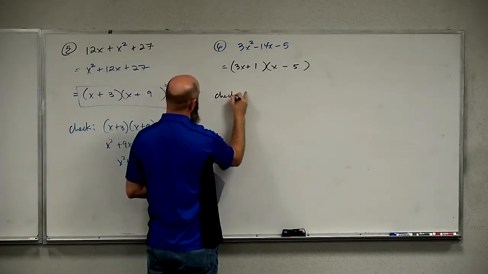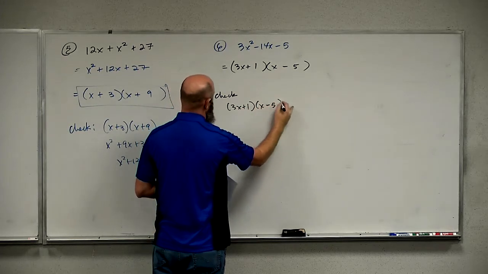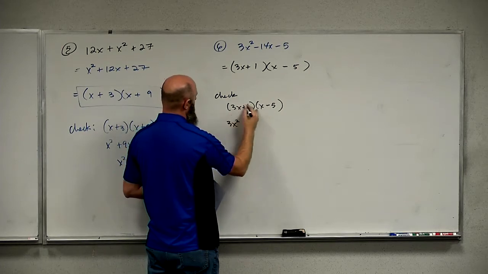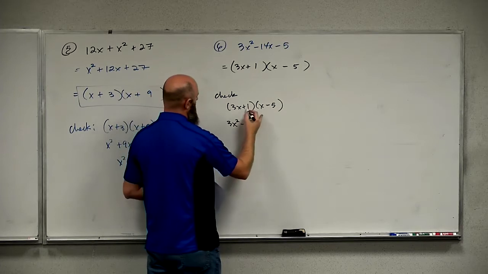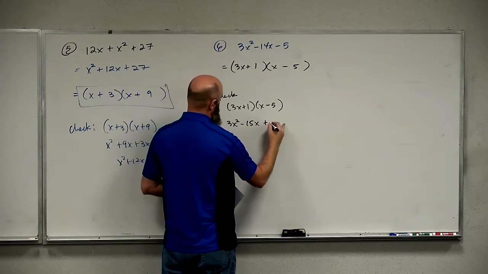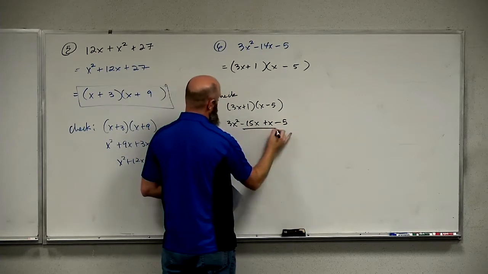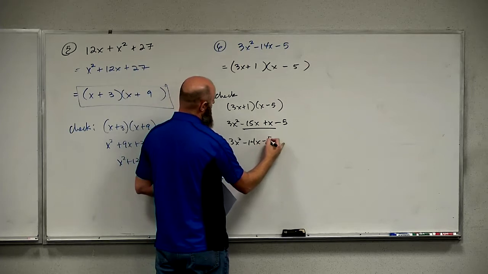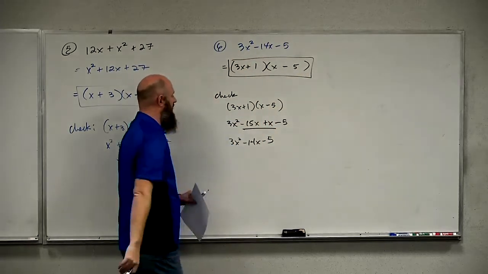So let's do a check. So 3x plus 1 times x minus 5. So 3x times x is 3x squared. 3x times negative 5 is negative 15x. 1 times x is a positive 1x. 1 times negative 5 is negative 5. So we get 3x squared minus 14x minus 5, which is what we wanted. So we got it right the first time.